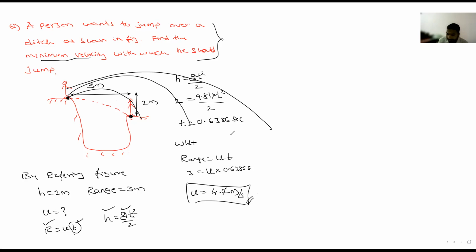Okay. In case you give minimum velocity 4.6, then you will fall down here. If you give still smaller, then you will fall here. Minimum velocity in order to cross this barrier is 4.69. 4.69 is the correct answer. समझ में आया सभी को? Yes, sir.